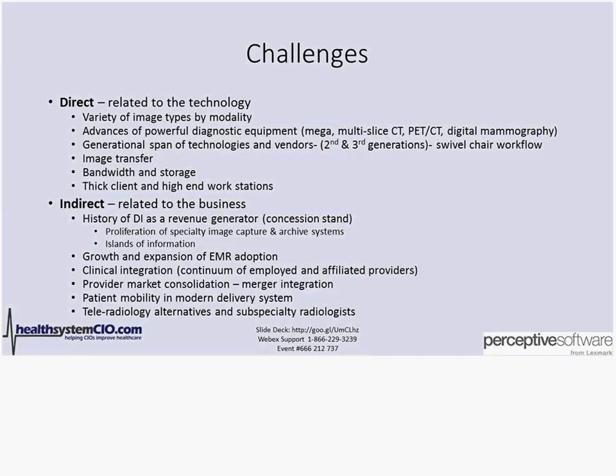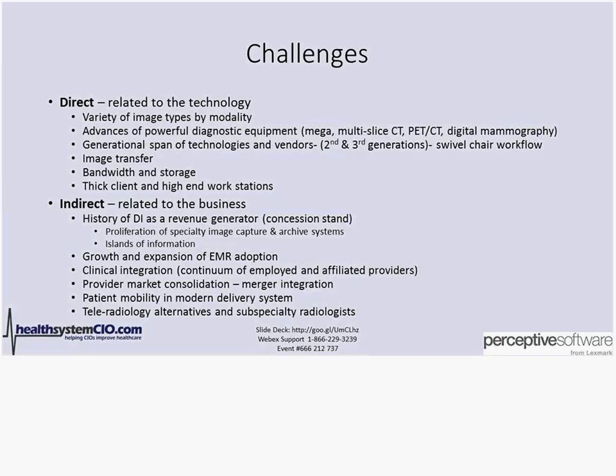The next point has to do with the generational span of technologies and vendors. We're now at a situation where there's second and third generations of equipment, too often in the same workshop of some of our radiologists, ergo the term, the swivel chair workflow, where you go from one workstation to the next.